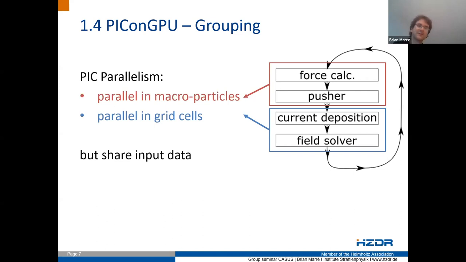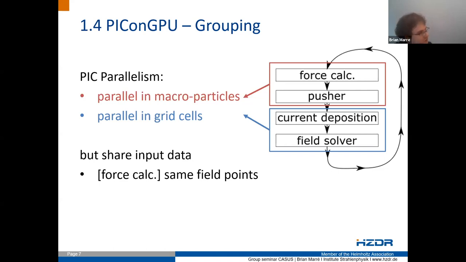Which is perfectly fine and allows you to very nicely parallelize your PIC codes, but they have one small caveat. This caveat is that they actually share input data between different particles and different cells. For example, in the force calculation, all those PIC particles which are inside the same cell essentially use the same field data values for the interpolation. So if you do the most basic parallelism, you take a particle, know which cell it is in, load the field values of the cell or maybe neighboring cells, do the interpolation, forget the field values, and take the next particle. Which of course leads to the fact that you load those field values multiple times.